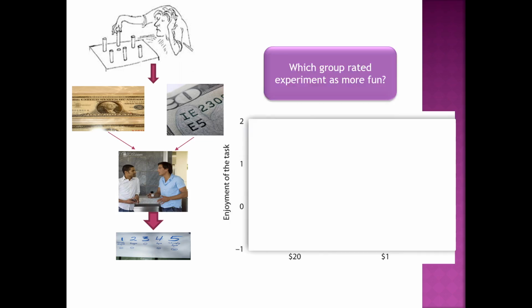After it was over, the participants who had already completed the study and had gotten either their $1 or their $20 for telling the next person how fun it was, rated the funness of the study. So they each completed a little rating scale. All right, so which group do you think rated the experiment as more fun? The group that got $20 to lie to the waiting participant, or the group that got $1 to lie to the waiting participant?